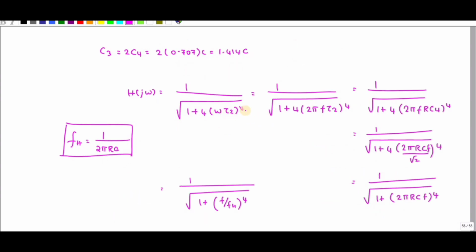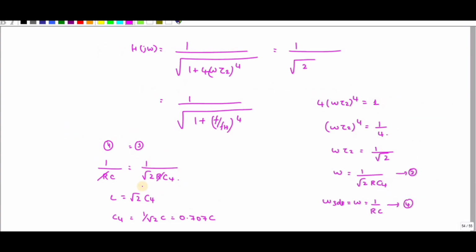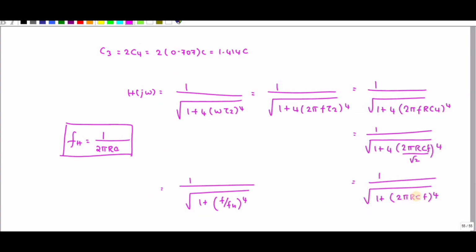Now in this equation, instead of omega I am going to substitute 2 pi f tau 2. Tau 2 is nothing but R C4. I know that C4 is equal to C divided by root 2. If I take the whole power 4, the 4 and root 2 get cancelled out, so I will get this equation. If I substitute Fh is equal to 1 divided by 2 pi RC, I will get H of j omega is equal to 1 divided by root of 1 plus (f divided by Fh) power 4.